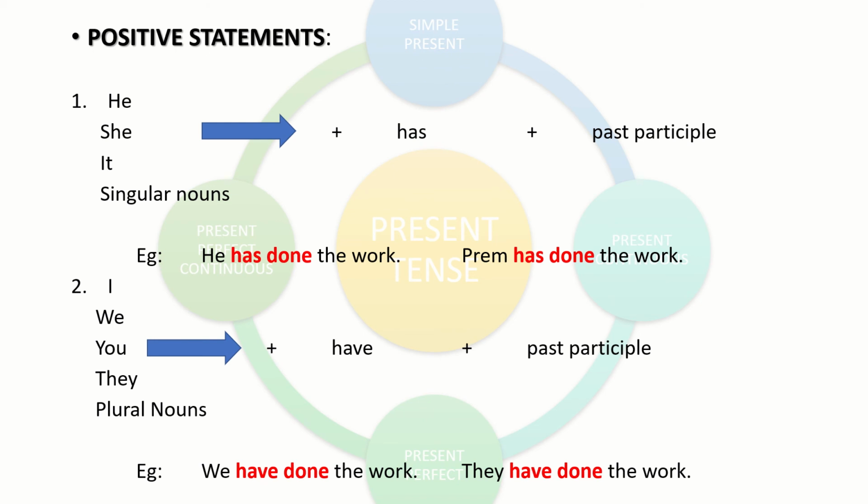He, she, it, and singular nouns, they use has plus the past participle. He has done the work. Prem has done the work. It has eaten. Right? Okay. Number 2, in the plural nouns, in I, you, we, and they, we use have plus the past participle. We have done the work. They have done the work.